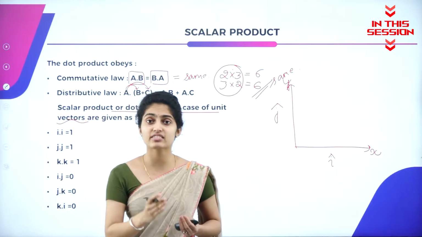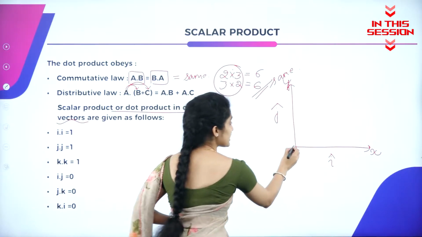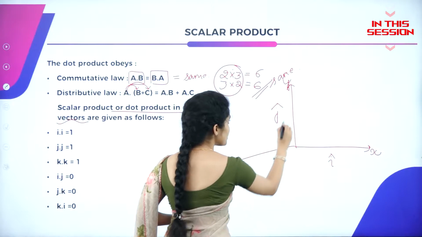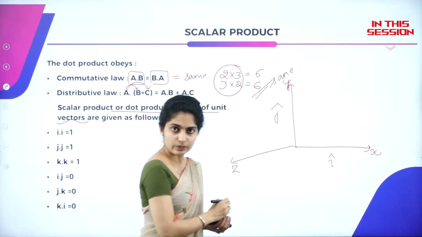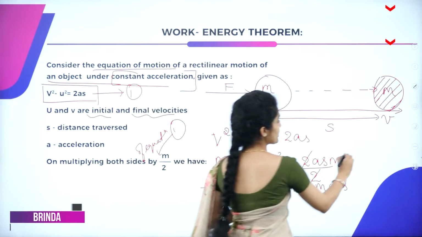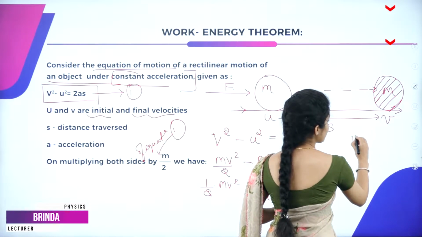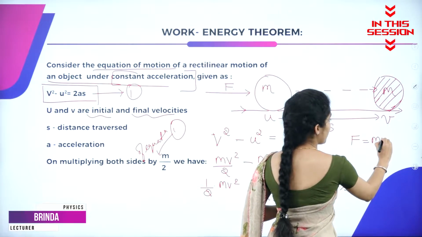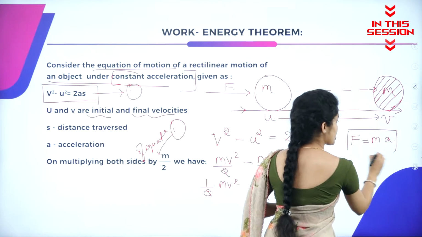Suppose you're considering the 3D. So it is a three-dimensional figure. It is X, Y, Z, which all three are perpendicular to each other. So according to the second law of motion, we have force is equal to mass into acceleration.